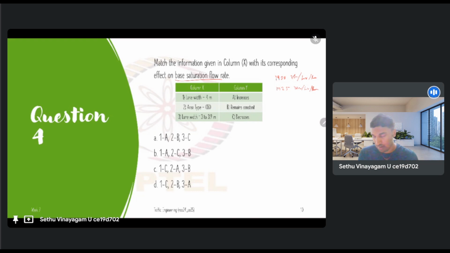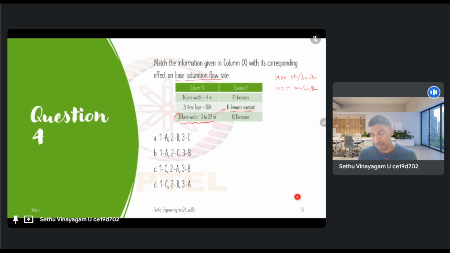So first, the base condition considers a lane width of 3 to 3.9 meters, right? Which means this is option 3. This is the same as the condition in the base case, right? So there is no change that we have to make if this is the case. So if the lane width is 3 to 3.9, then we need not adjust for lane width. Therefore this will remain constant, right? Because it is equal to the base condition, 3 should be matched with B.